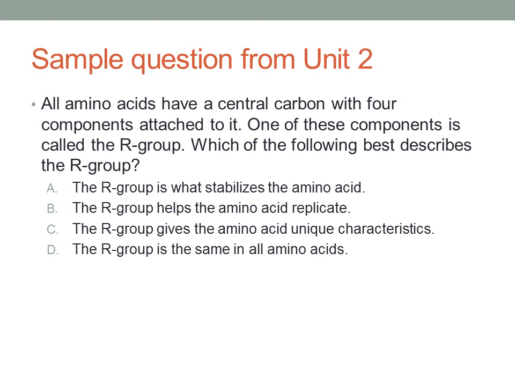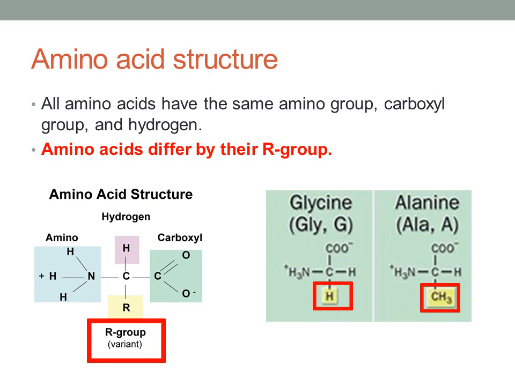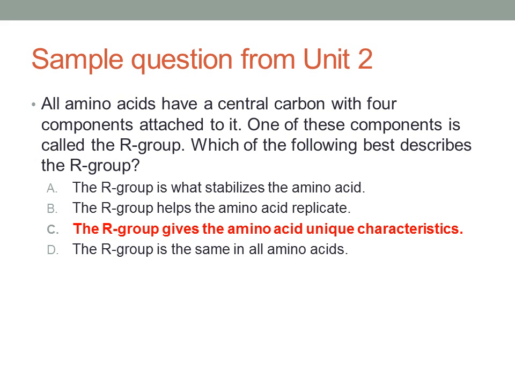But I don't think we talked much about if it stabilizes the amino acid or if it allows it to replicate. The big thing about the R group that we stressed was that it's different. Each amino acid has a different R group. So the best answer for this question would be C. The R group gives the amino acid unique characteristics. Because it's different for every single amino acid type, it allows each amino acid to have its unique characteristics.